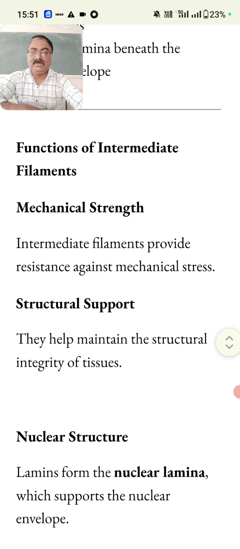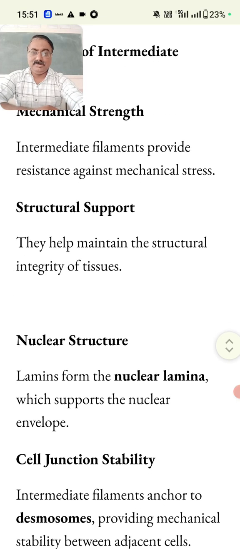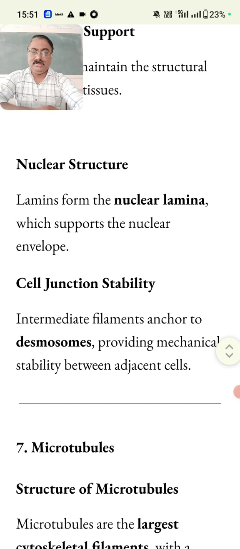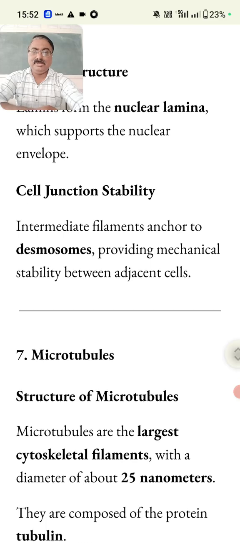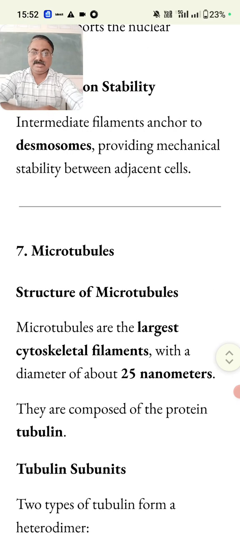Functions of intermediate filaments. The first, as we have seen, is that it gives mechanical strength. They provide resistance against mechanical stress. Structural support: they help maintain the structural integrity of the tissue. Nuclear structure: lamins form the nuclear lamina, which supports the nuclear envelope. Cell junction stability: intermediate filaments anchor to desmosomes, providing mechanical stability between adjacent cells.